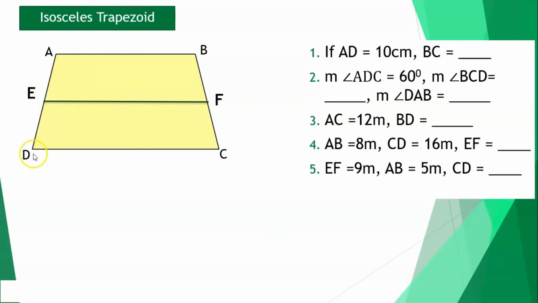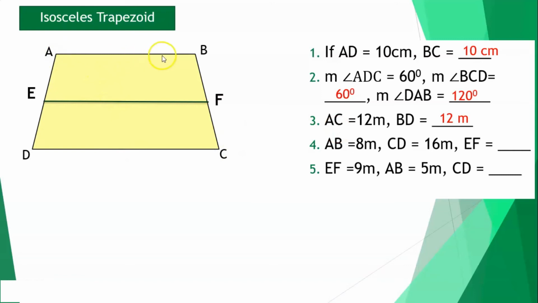Now, if A to D is given as 10 cm, then B to C is also 10 centimeters. If the measure of angle ADC, or angle D here, is 60 degrees, then the measure of angle C here is also 60 degrees because they are base angles. If this is 60 and 60, then the measure of angle A here is 120 degrees. So take note, opposite angles are supplementary angles. Okay, next. If A to C is 12 meters, then B to D is also 12 meters.